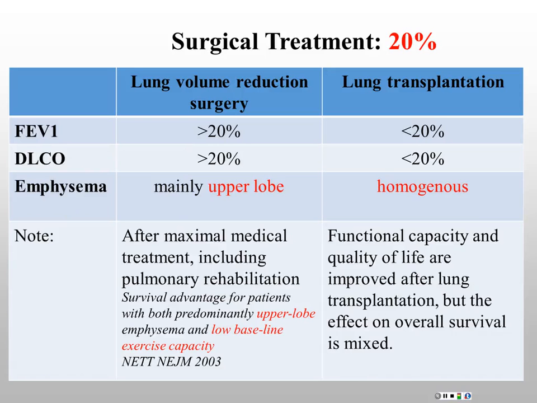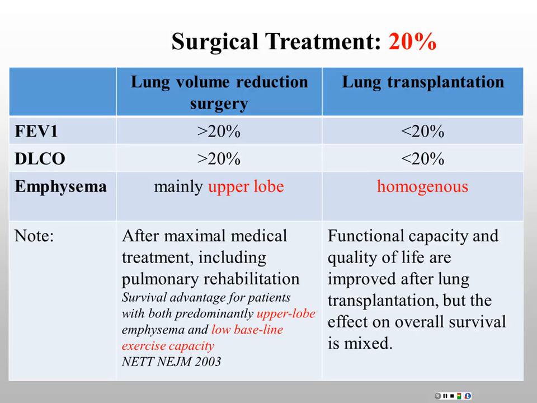Surgical treatment, you have lung volume reduction surgery. Now we are conducting trials to try to do that by bronchoscopy, by putting endobronchial valves to do some volume reduction. But the main trial was published in the New England Journal of Medicine 2003, and it showed benefit for the patients who have baseline low exercise capacity and predominant upper lobe disease. So remember the number 20%.